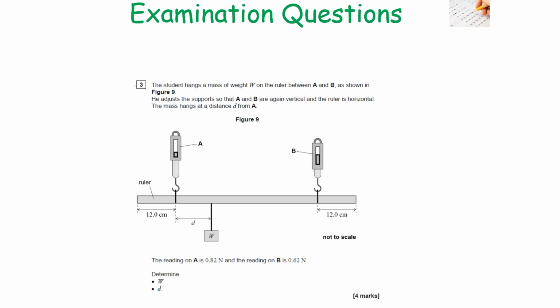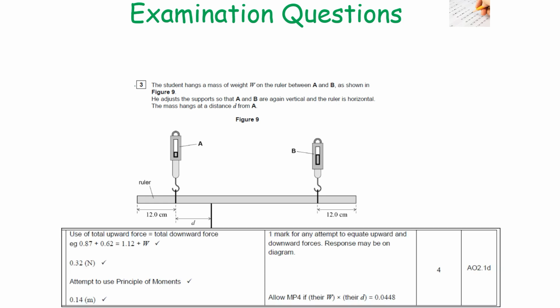Right, so when you're doing these types of questions, again, there's two things you've got to remember. The forces acting up is equal to the forces acting down, and also, the moments clockwise equal the moments anti-clockwise. So we can work out what W is quite quickly, because we know from the previous question that there's a weight acting downwards of 1.12 newtons, and we know there's a force of W acting down. We also know going upwards, it's 0.82 newtons and 0.62 newtons. So you equate them. So you say the total upward force equals the total downward force. So therefore the force of W must equal 0.32 newtons.